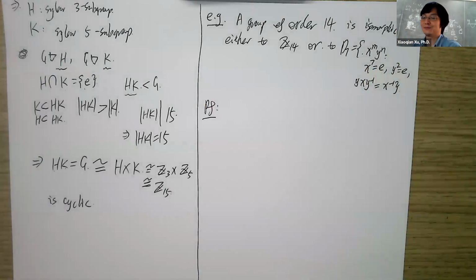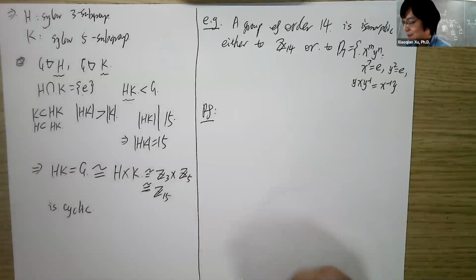Let's prove it. Again, if we want to show this kind of theorem, the easiest way to classify this group is to try to find some normal subgroups and then see whether the group is isomorphic to the product of these two normal subgroups or not. If not, then we will see some other method. So how could we prove it?